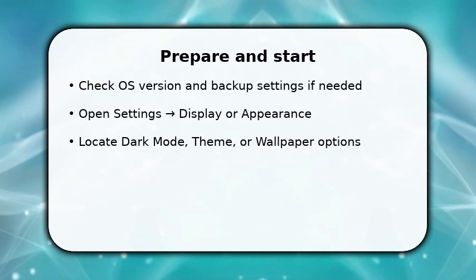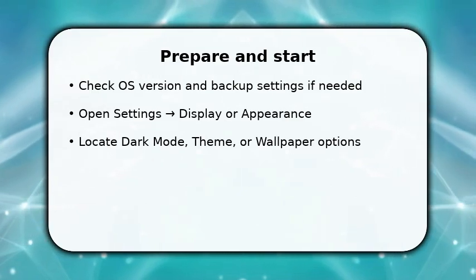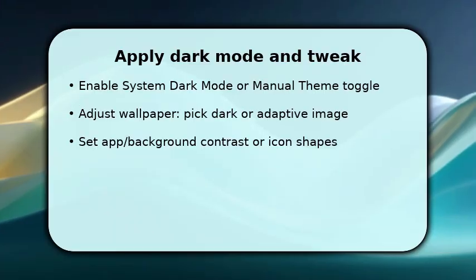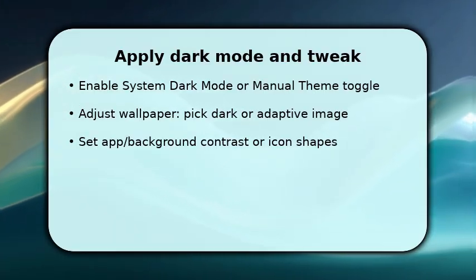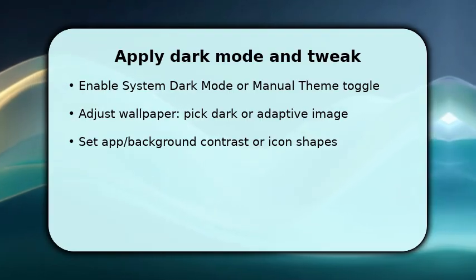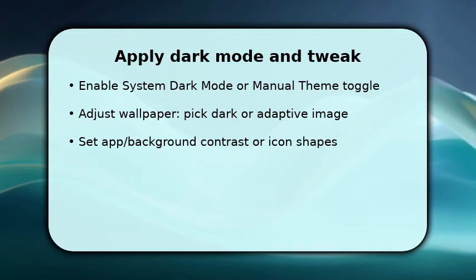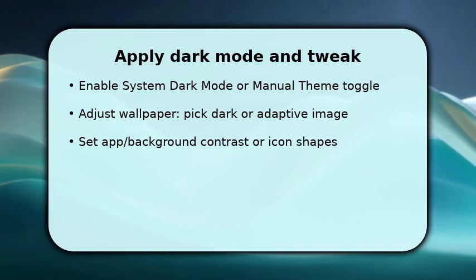You enable System Dark Mode or flip the manual theme toggle. Doing this applies a dark palette across UI elements. Once done, change the wallpaper to a dark or adaptive image so home screen widgets blend in. Choose one with low contrast and deep tones.